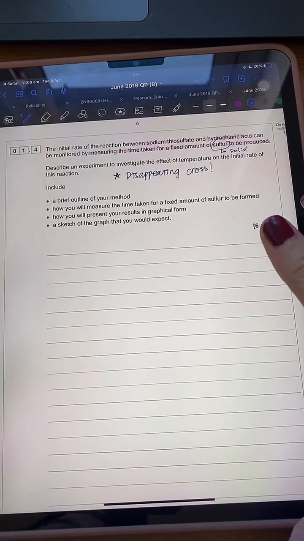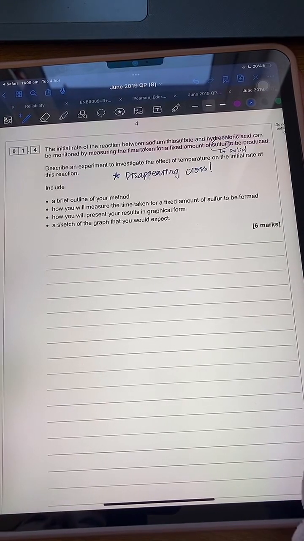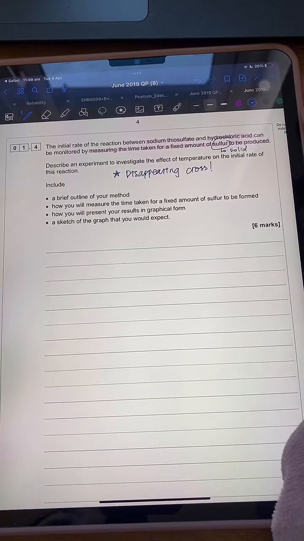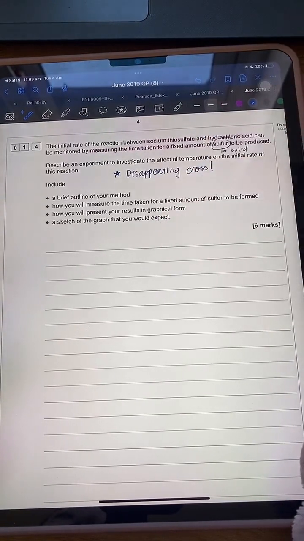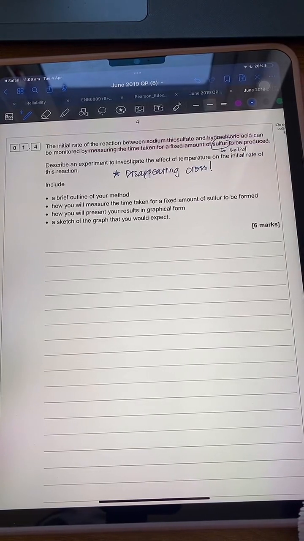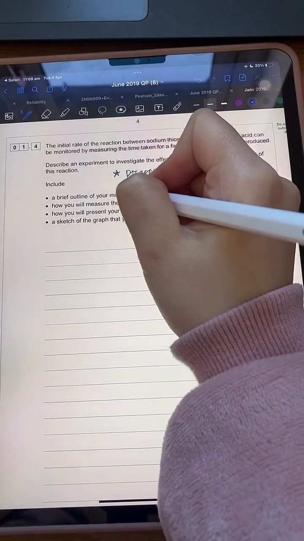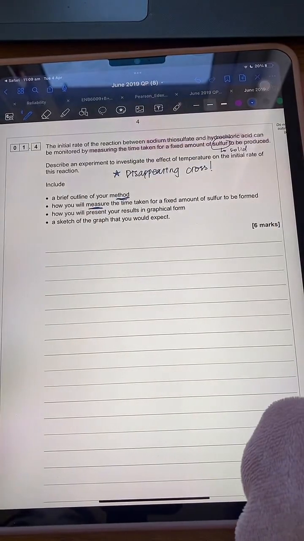Okay, so let's do this. We're going to do a brief outline of what we want to do. There are 3 levels to answer this question. Level 3 would give you all 6 marks, so 5 to 6 marks. Level 0 is where you don't answer at all, or you just answer something completely off, so you lose all the marks basically. So let's do it in steps. The first thing we're going to do is talk about the method. After that, we're going to talk about the measurement. Then lastly, we're going to use the results.